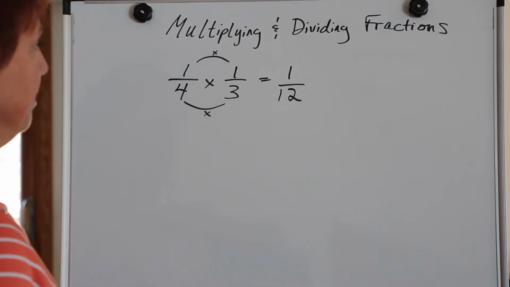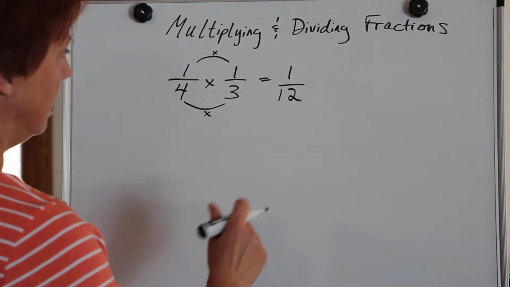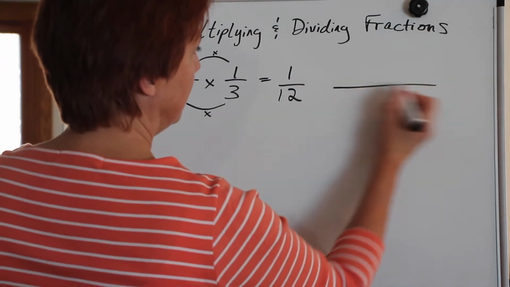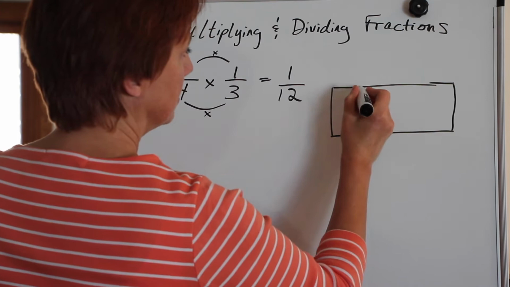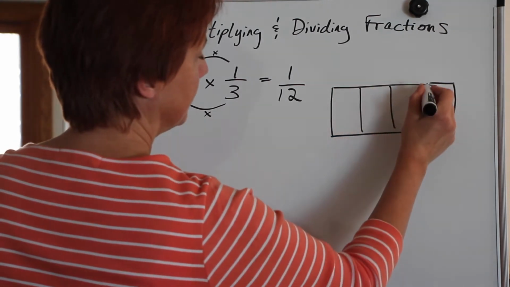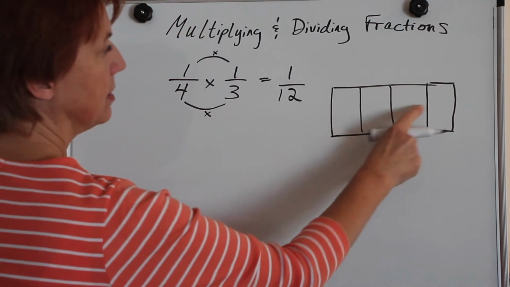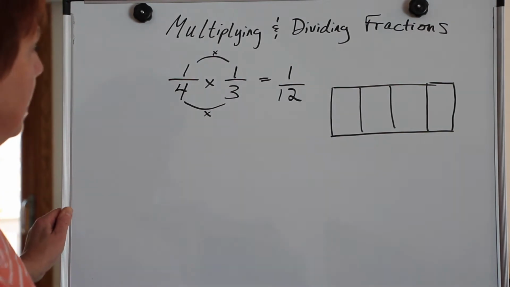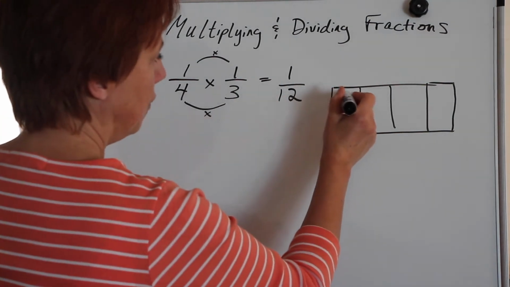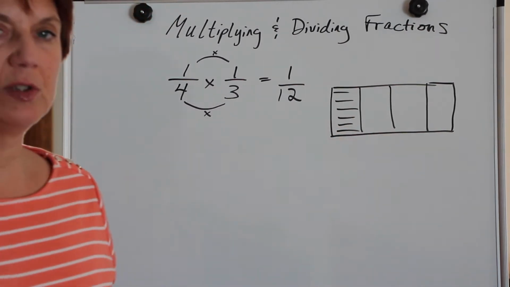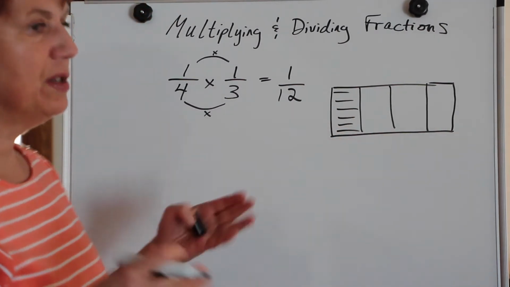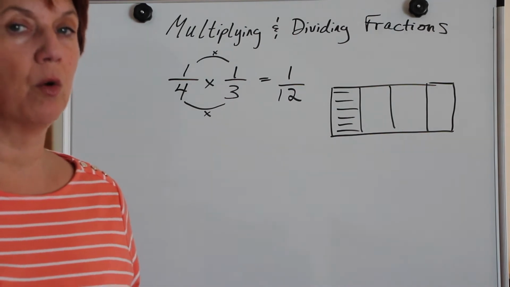Now what does this mean? Let's have a look at an example. So if we take this box and divide it into fourths, so we have 4 parts, right? And now we want to take 1/4 of that and multiply by a third. So what we're saying is, what is 1/3 of 1/4?